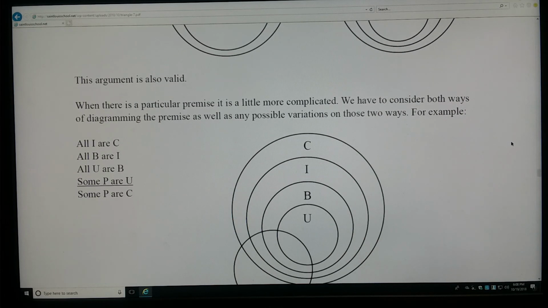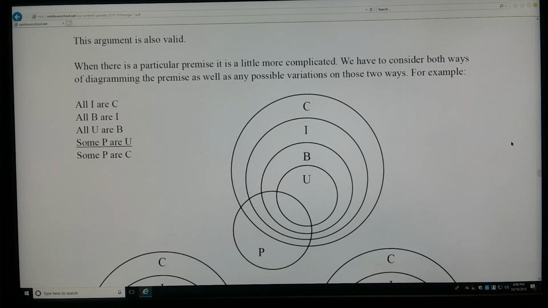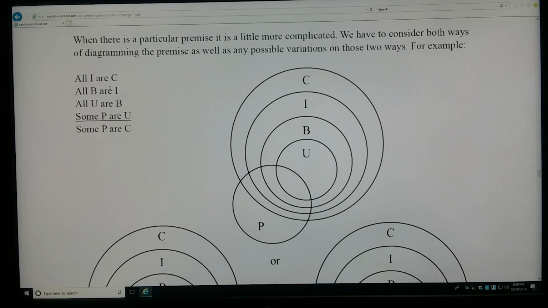Now, when there is a particular premise involved, things get a little more complicated, especially with the Sorites, because we have to consider both ways of diagramming that particular premise, as well as any possible variations on those two ways of diagramming. So, for example, we have all I are C, all B are I, all U are B, and then some P are U.